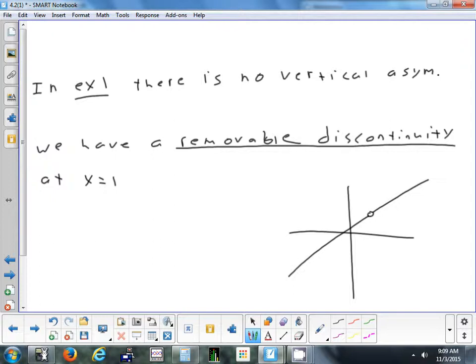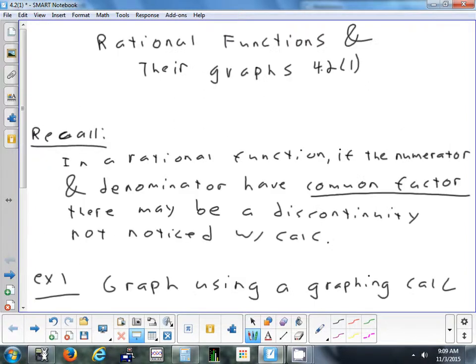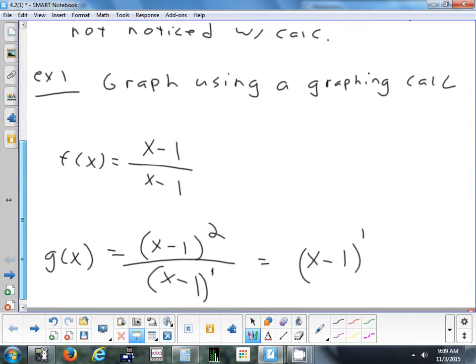So it's whatever makes the denominator 0? Whatever makes the denominator 0, if that's where your hole's going to be? And you have a common factor in the top, that's where your hole's going to be.